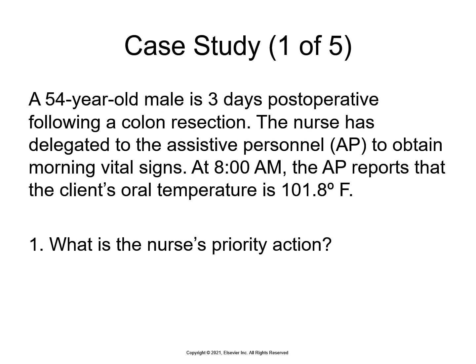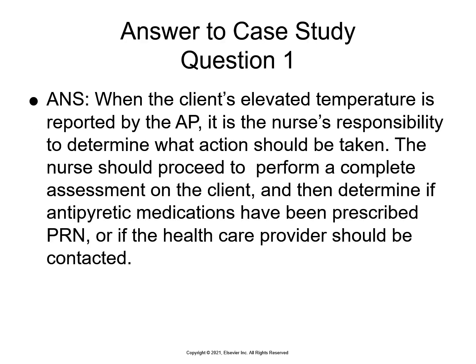Now, you've got to determine what you need to do. So let's look at this. You're going to go look at the patient yourself. This is your cue to go and check the patient. It's your responsibility to determine what action should be taken next. You should do a complete assessment on the patient and determine if they need any of their antipyretic medications, or if the healthcare provider should be contacted. That will be based on your complete assessment of this patient.